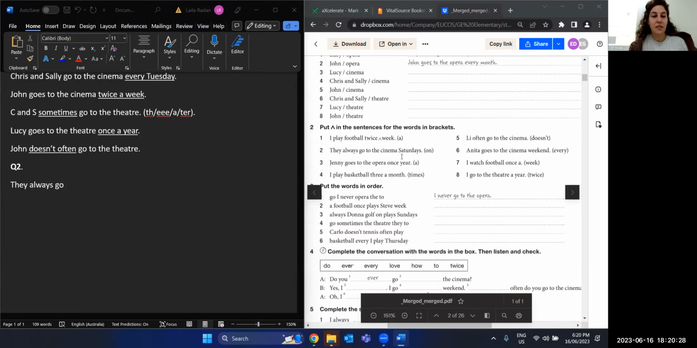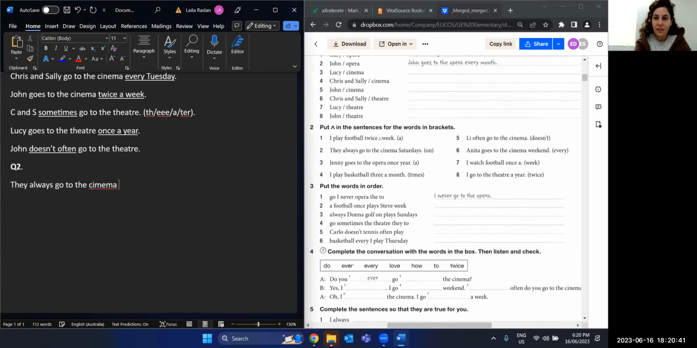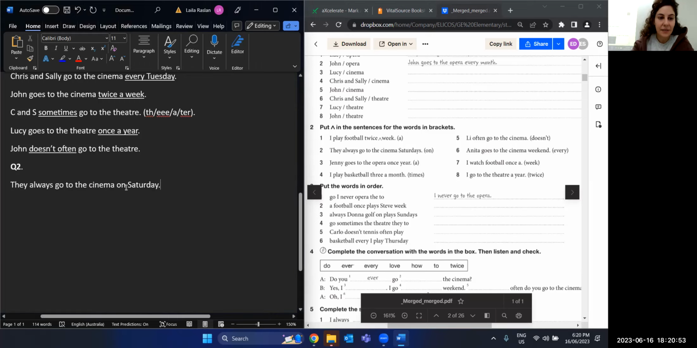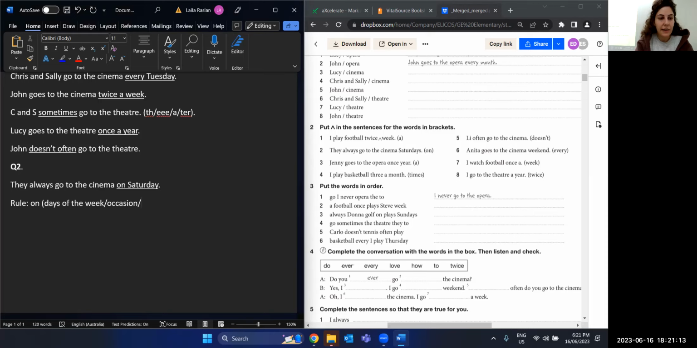So we say "on" for days of the week: on Monday, on Tuesday. So straight away, "on" should be attached to the days of the week. So they go to the cinema on Saturday. They always go to the cinema on Saturday. So the rule is "on" for days of the week, on Christmas, so the occasion, on New Year's. That's the rule.